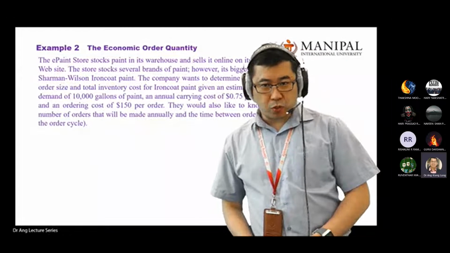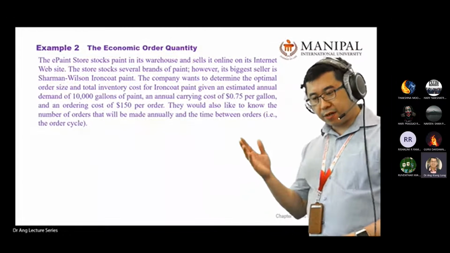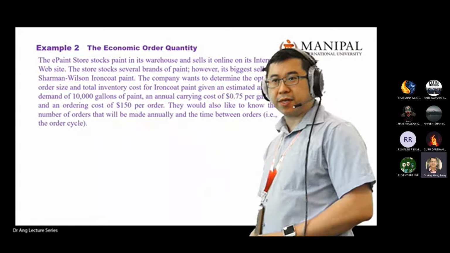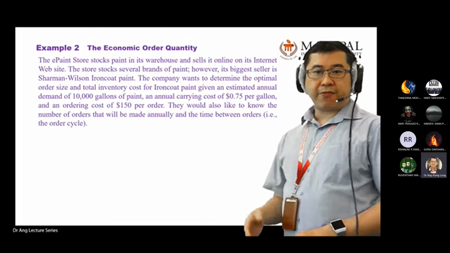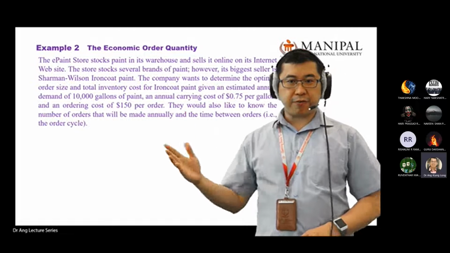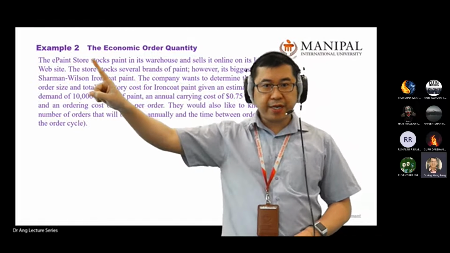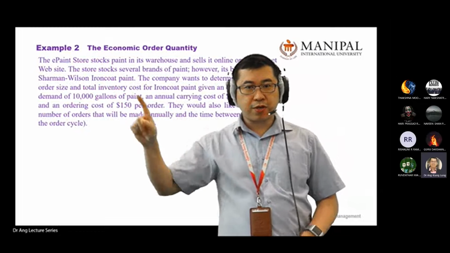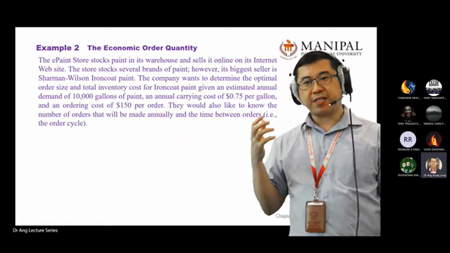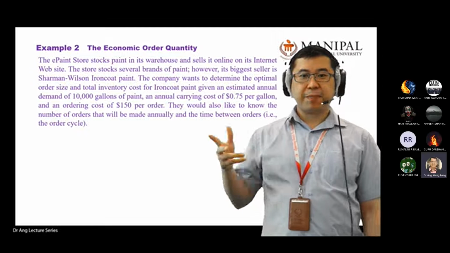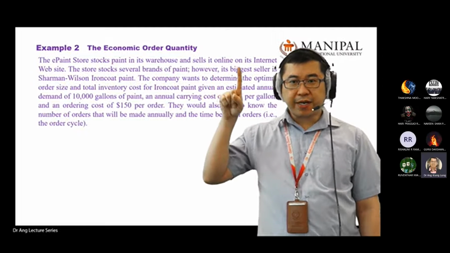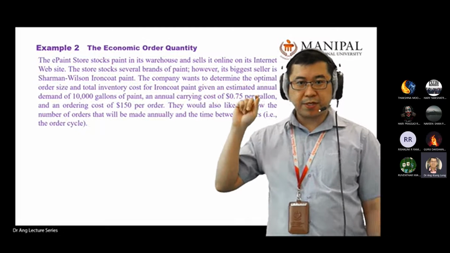Okay, look at example 2. Even you can read on your tutorial handouts. So what do you have here? It gives a lot of information. It gives you a scenario where you have an e-paint store. So this company is selling paint and sells it online. So you're doing an online business.